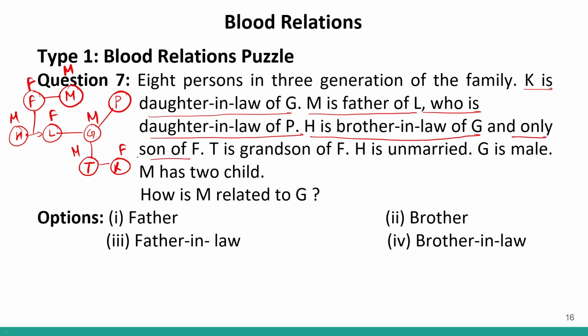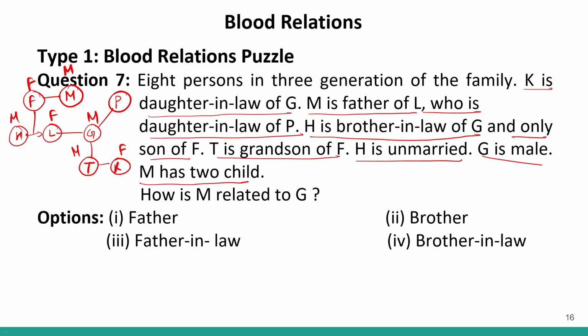And only son of F. So the other person is female. So this is also satisfied. T is grandson of F, satisfied. H is unmarried, satisfied. G is male, satisfied. And M has 2 children, this is also satisfied. So this would be the final diagram.